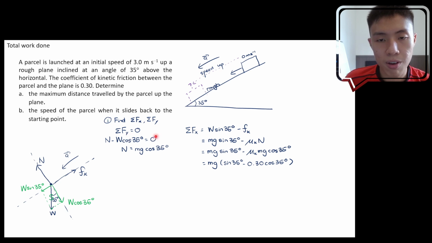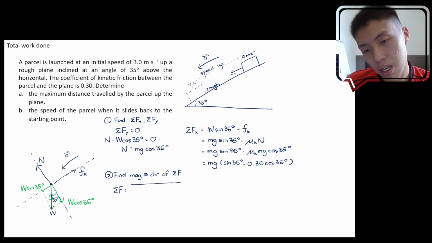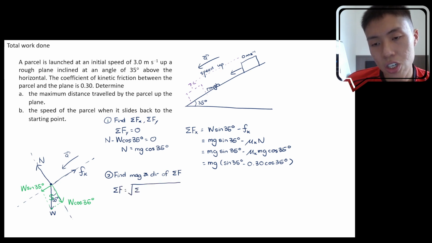So now we have sum of fy, we have sum of fx. What we do right now is just to find the magnitude and direction. It's all the same, similar to situation A. So right now you can find magnitude, you can find direction of sum of f. Okay, sum of f, to find the magnitude, we know that it's the Pythagoras theorem combination of sum of fx square and sum of fy square.